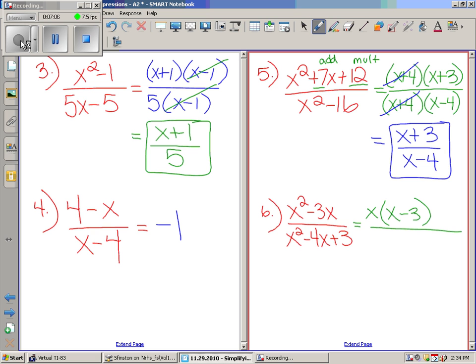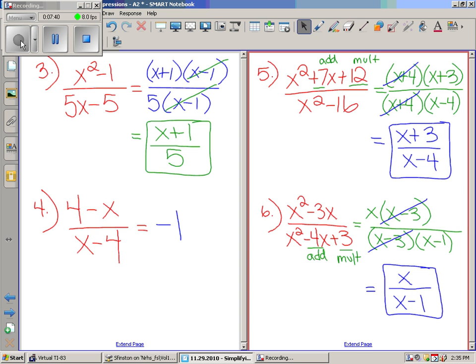Now the bottom is different, right? Look, it's 3 terms. Give me some numbers that multiply to be +3, but add to be -4. Yeah, so it's x minus 3, x minus 1. The minus 3's cancel. And you're left with just x over x minus 1. And that's it.